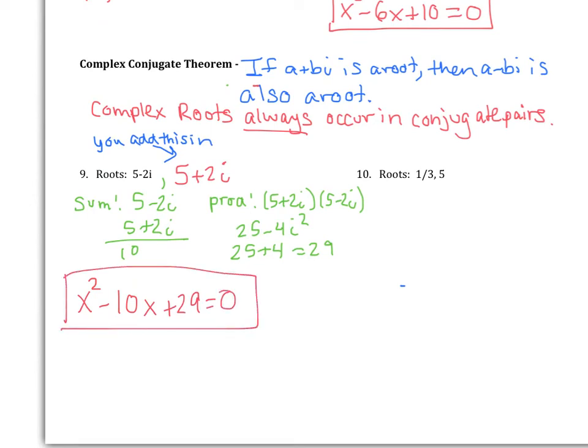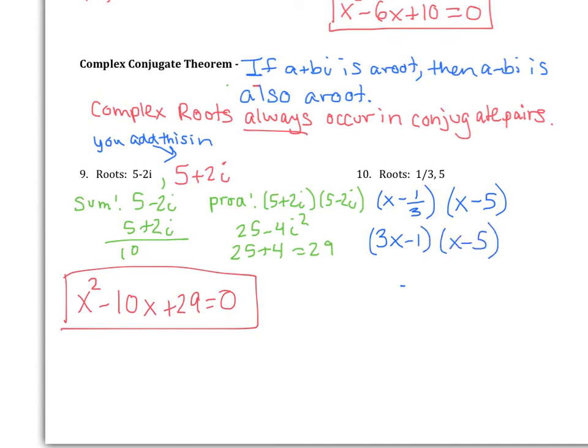Okay, lastly we have a fraction. Just a reminder, we don't want to have fractions as part of our answer. So while we could write 1/3, if we just do the factor method, x minus 1/3, when we FOIL that out, we're going to end up having fractions. So an easier way is to remember that x minus 1/3 is the same as writing 3x minus 1.